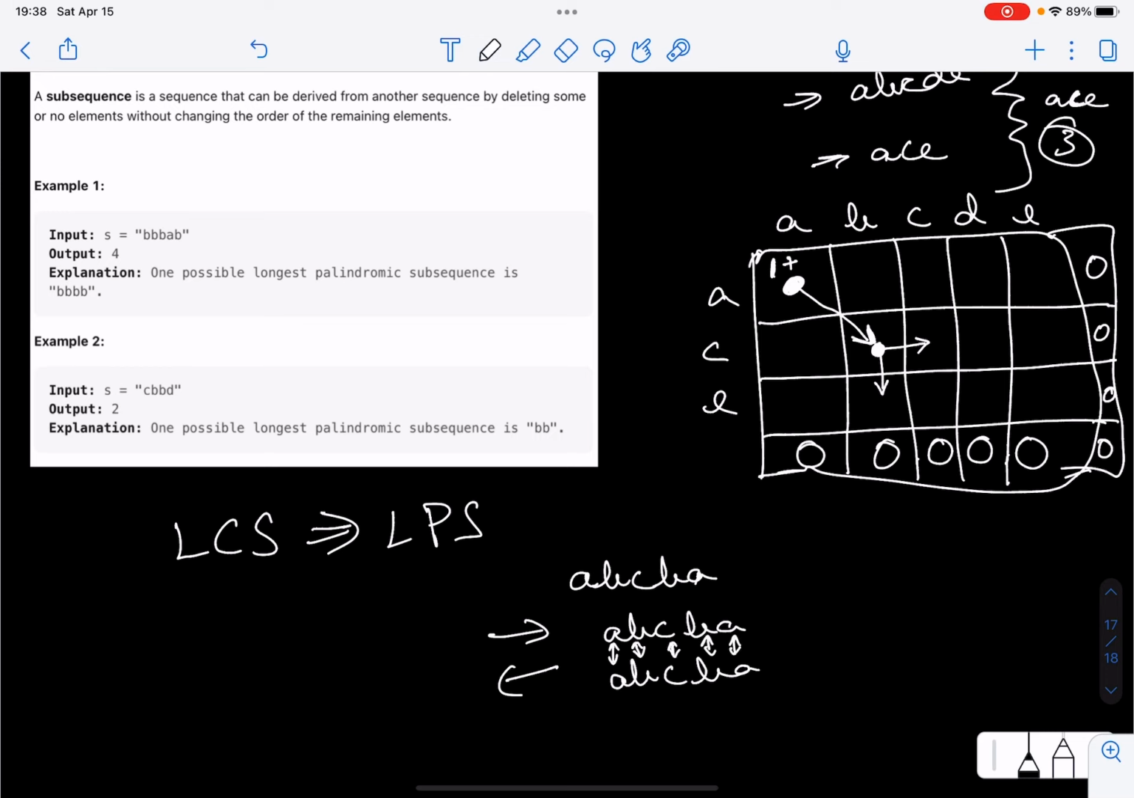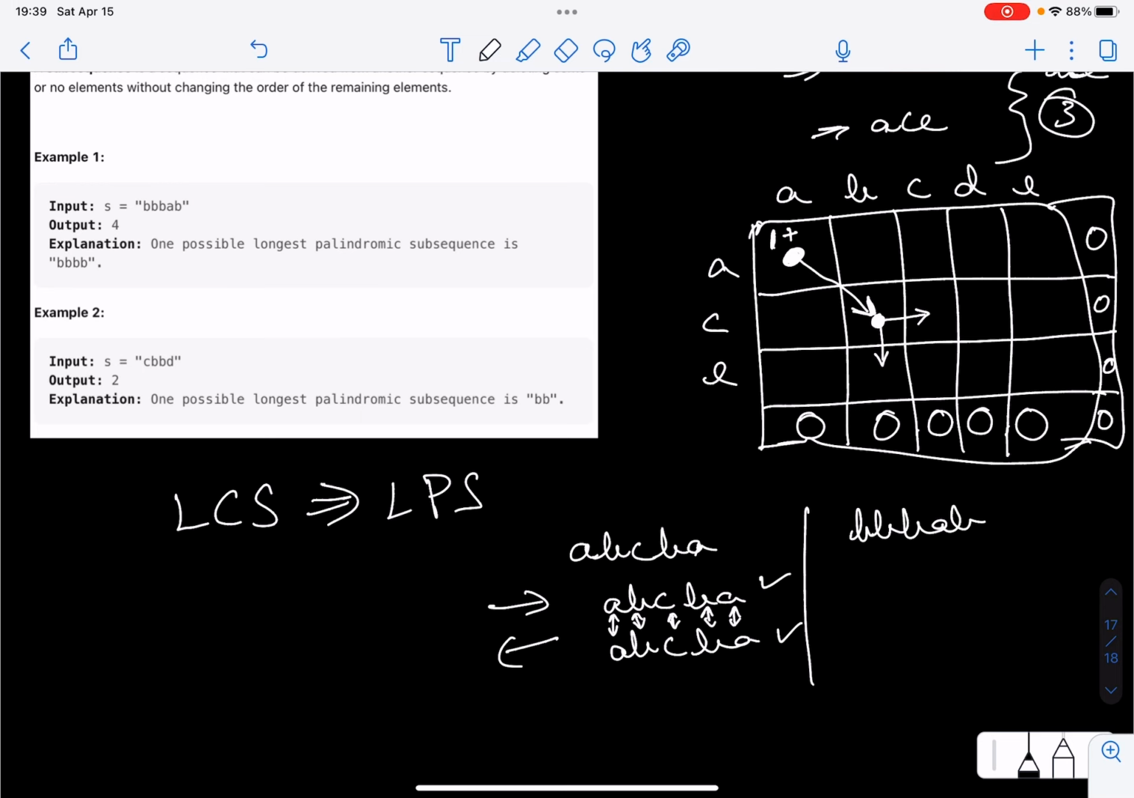So in a way, if we take a string and we reverse it, then it essentially translates to having two strings and finding the longest common subsequence in them. So let's take another example. Let's take the given example BBBAB. If we read it from left to right, we have BBBAB, and then from right to left, we get BABBB.